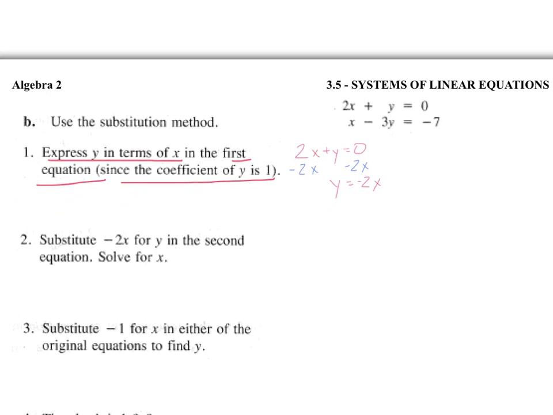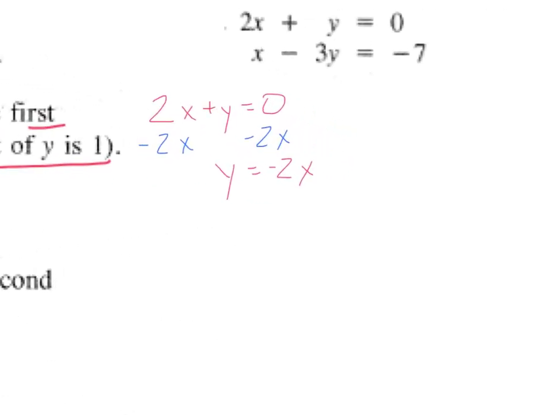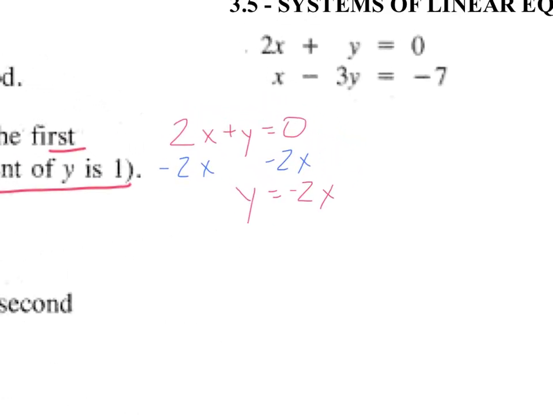Now, the second piece, substitute negative 2x for y in the second equation. So, second equation, x minus 3y.